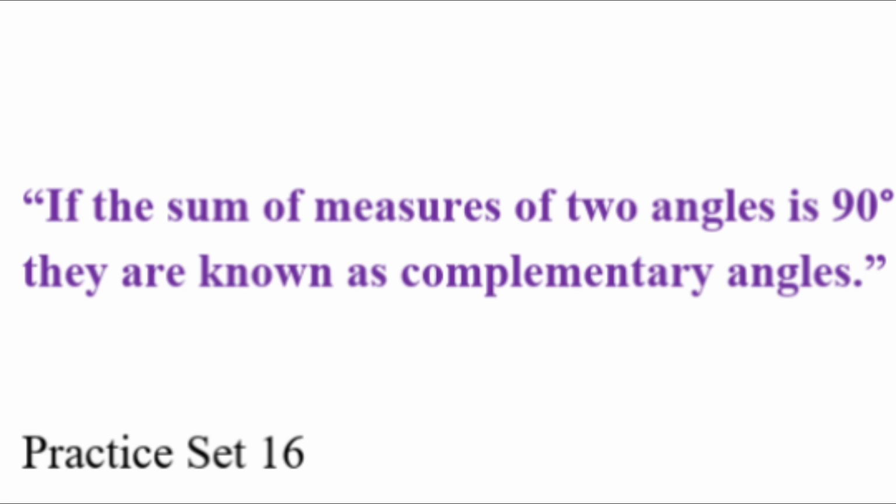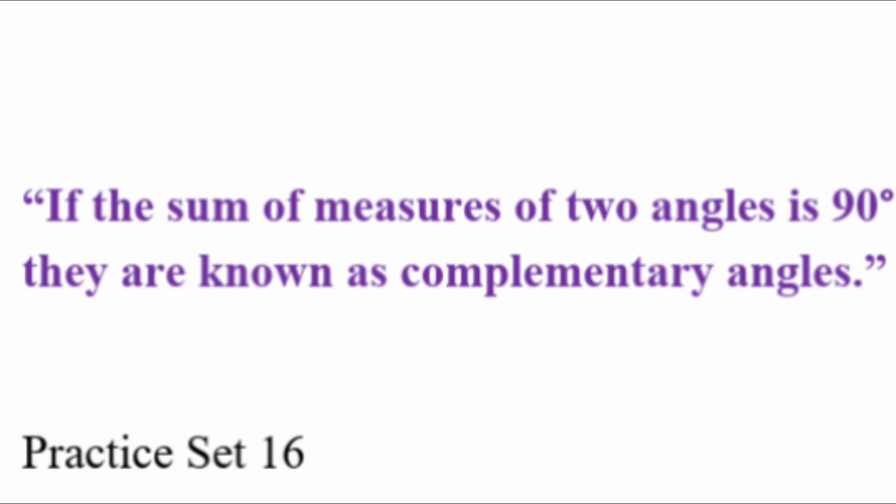The definition for complementary angles is: if the sum of measures of two angles is 90 degrees, then they are known as complementary angles. Means if two angles are there, if we take their addition, then it should be equal to 90. Suppose there are two angles, angle A and angle B. Then angle A plus angle B equals 90. Their addition should come 90. Hence, if the sum of measure of two angles is 90, then they are known as complementary angles.